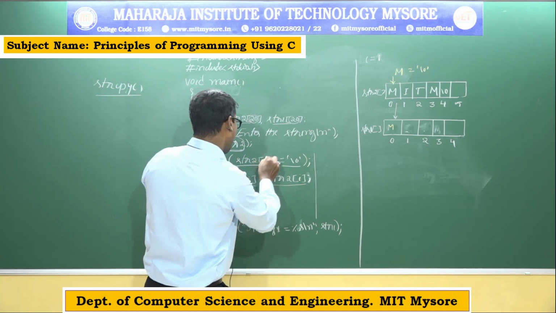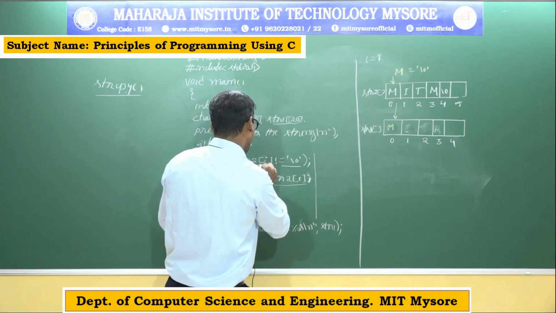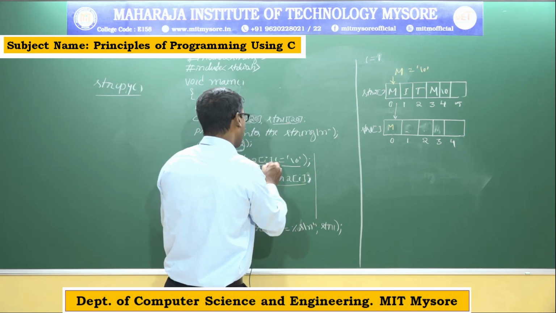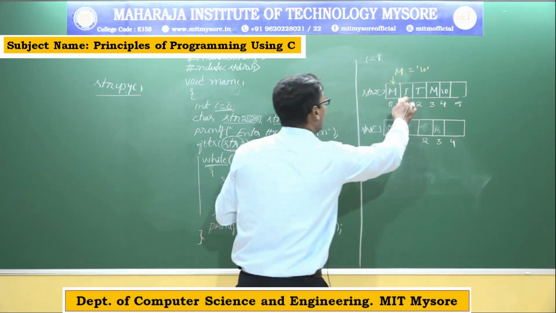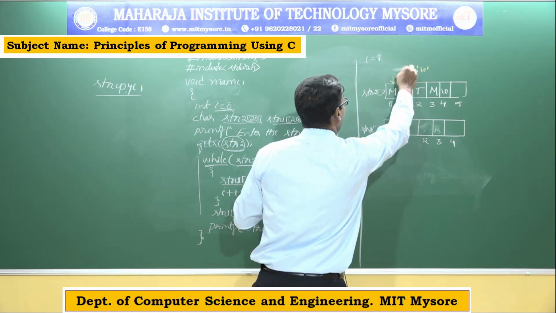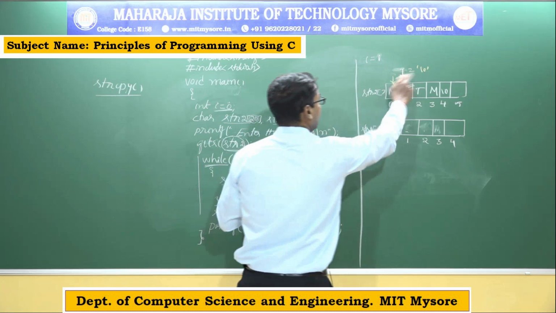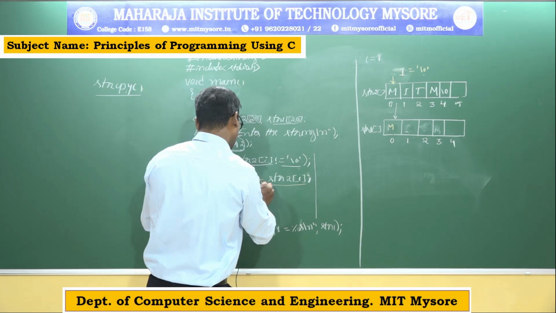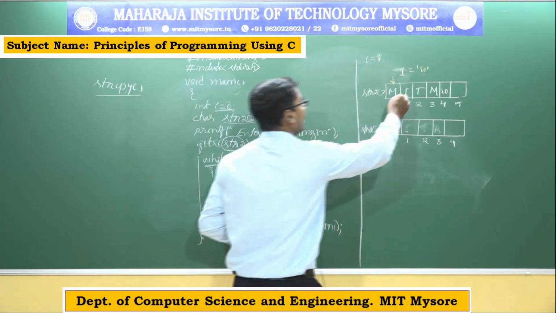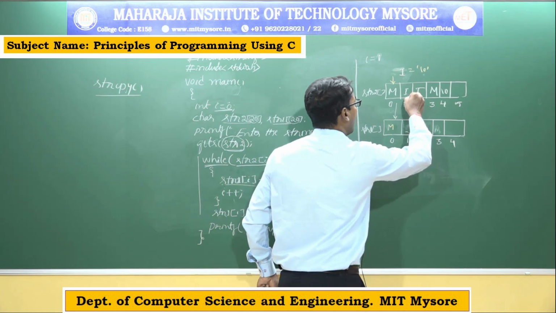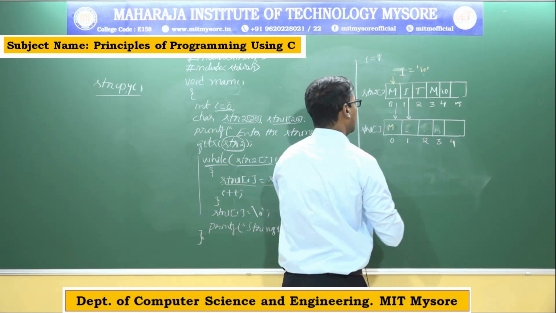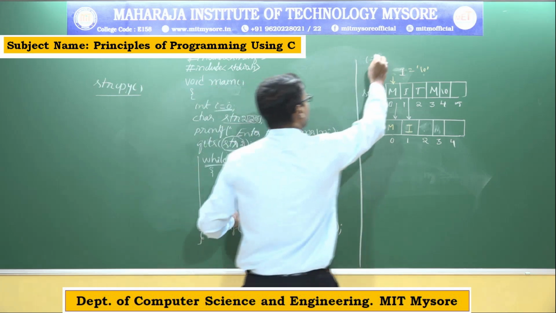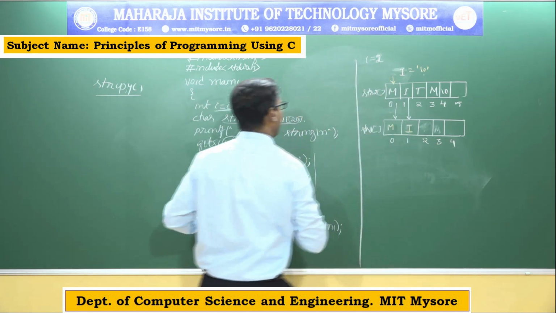Then here compare str2[1] not equal to null. Yes, the condition is true. Once this condition is true, str1[1] is equal to str2[1]. What is the value of str2[1]? y. Then y will be copied to the first string. Next, the i value is incremented by 1. Now i is pointing to the next index, that is 2.